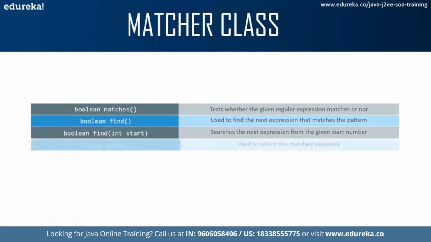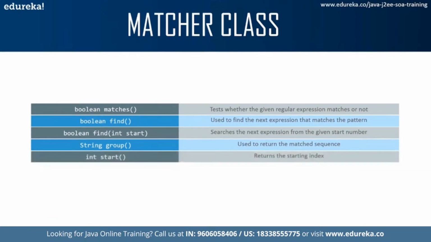So you have one more method called String group. Again, this is used to return the matched sequence. So when you get the proper match sequence by using boolean matches and boolean find, then you have to return the matched sequence. In order to do that, you need to write the String group method.